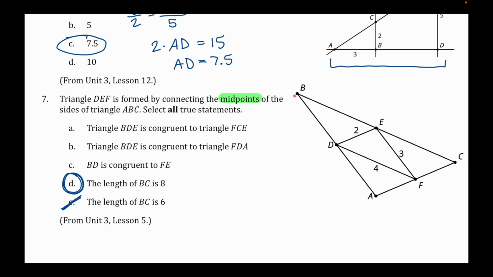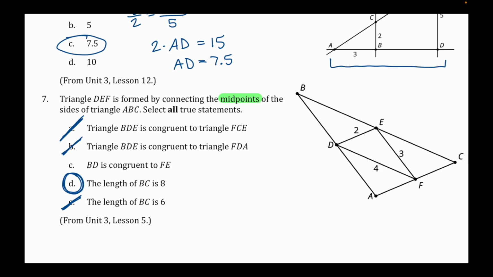Triangle BDE is congruent to FCE. I'm going to go with no on that one because the order matters. BDE would be congruent to EFC. So we're going to say no to this one because the order is incorrect. They're then saying BDE is going to be congruent to FDA. Again, the order is incorrect here. BDE is just translated down, so it should be DAF if it's going to be congruent to that.